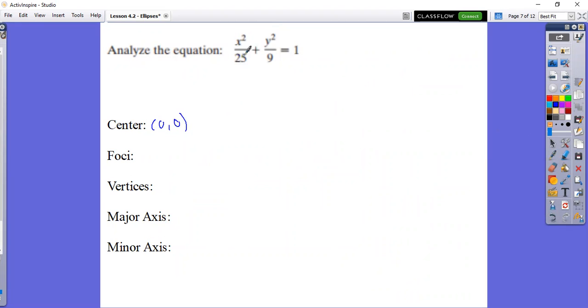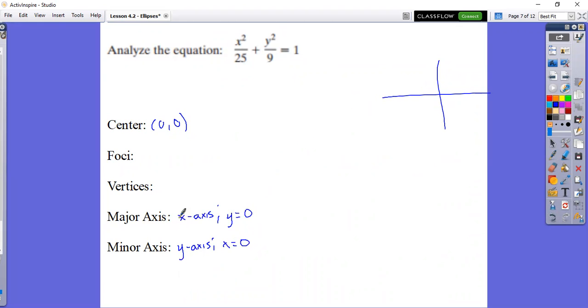The major axis, I can tell that 25, this is going to be the major radius squared, and it's underneath the x. So the major axis is the x-axis, but I also want to get used to the fact that there's actually an equation for the x-axis. And if I look at the x-axis, the equation for the x-axis is y equals 0. All right, the minor axis would be the y-axis, which has an equation of x equals 0. So x equals anything gives me the equation of a vertical line, y equals anything is the equation of a horizontal line.